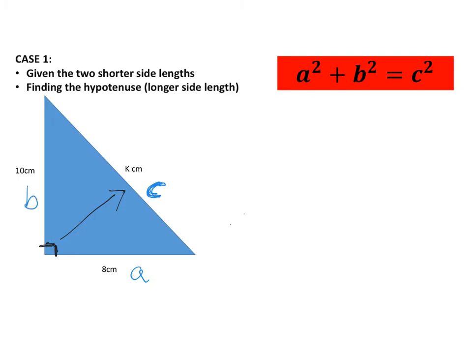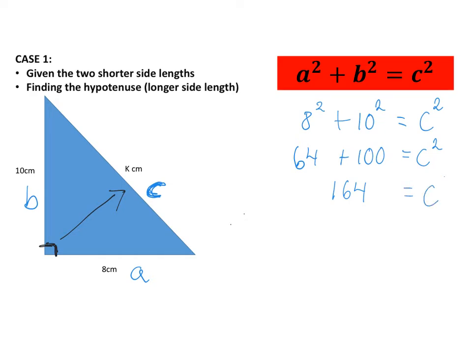Now what I can do is I can substitute in my values to this formula. So anywhere I see A, I'm going to change it to 8. So I've got 8 squared plus B squared, which was 10, 10 squared equals C squared, which is our unknown side length. So next I go through and I evaluate these numbers. So 8 squared is 64, and you could use a calculator for this, plus 100 equals C squared. Add my two numbers together, 164 is equal to C squared.